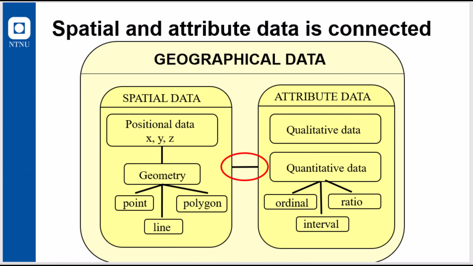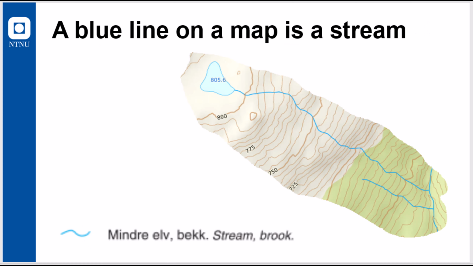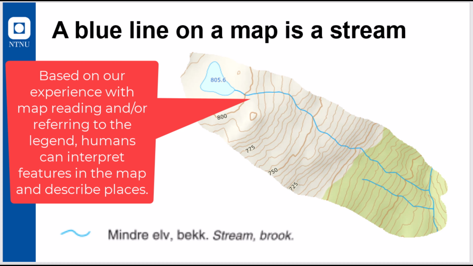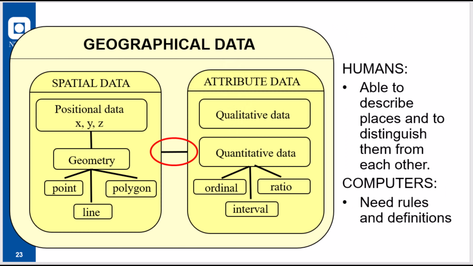Attribute data is connected to spatial data, and therefore in Bjørke's illustration there is a connecting line here. This is to simulate what happens when we read a map. Many will interpret, for instance, a blue line on a map as a stream. This interpretation is done based on experience, or one can also refer to the legend, giving the explanation that this is indeed a stream. For a computer system, however, such as a geographic information system, to know that a particular line is a stream, this must be coded.